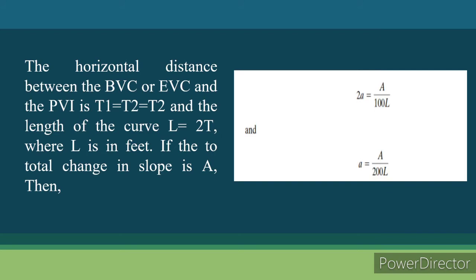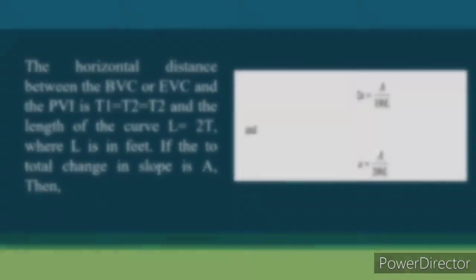If the total change in slope is equal to A, then we can conclude that 2a is equal to A over 100L, or a is equal to A over 200L.